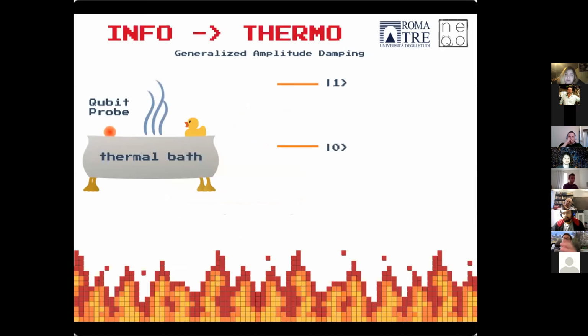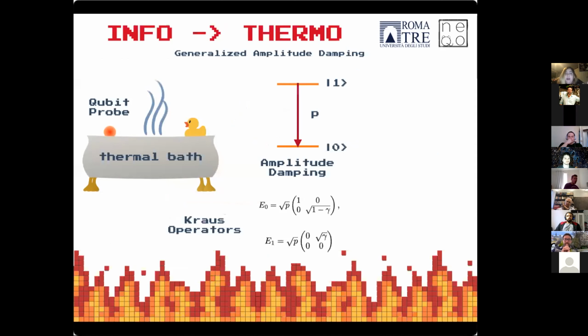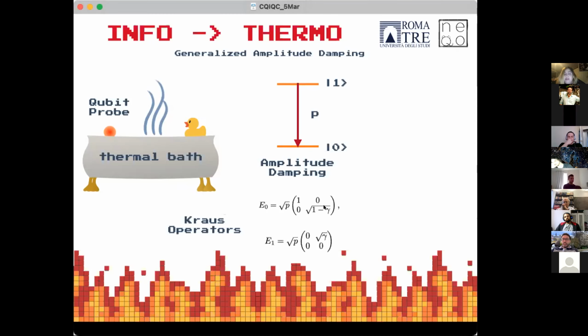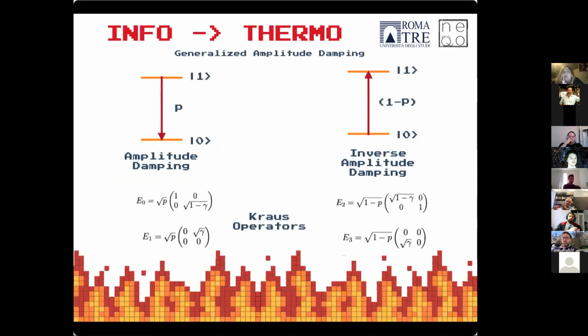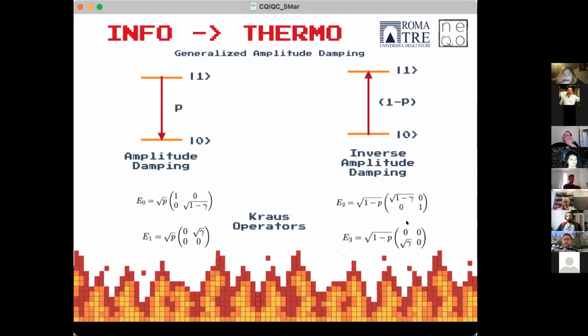How do we model the interaction between the probe and the thermal bath? We can use the generalized damping channel, because when the probe interacts with the bath, only two things can happen. Either it decays from the excited state to the ground one, which is modeled by the amplitude damping channel, which happens with a probability P and a decay rate, which is called gamma, or there's the inverse amplitude damping. So the probe goes from the ground state to the excited one with a probability 1 minus P, and a decay rate, always gamma. If we mix these two processes, we can model our interaction with the thermal bath. And these are the Kraus operators which describe them.